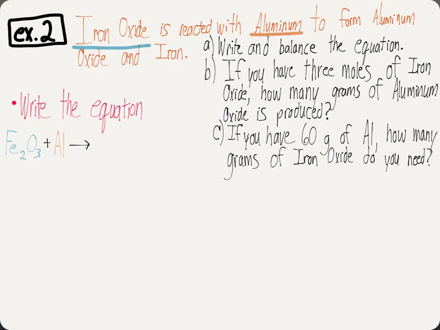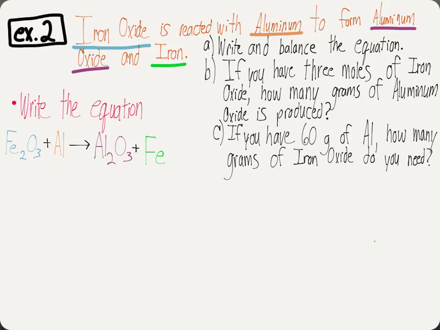The answer is shown here. Because we know that oxygen always forms a negative charge, a charge of -2, and we need 3 of those to make a charge of -6 so that we can have iron with a charge of +3 to balance out the equation. Then there's plain aluminum.